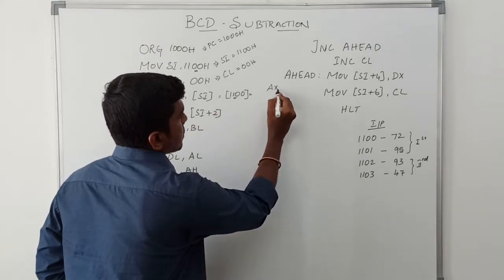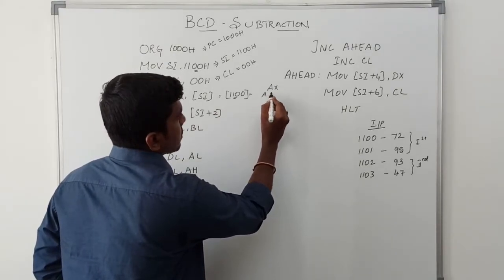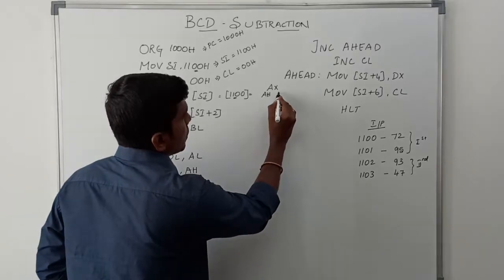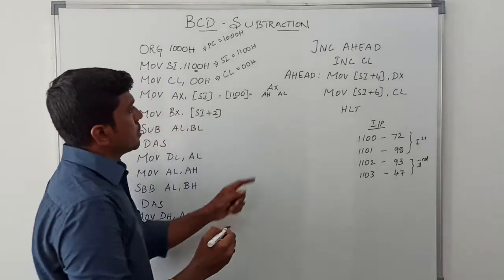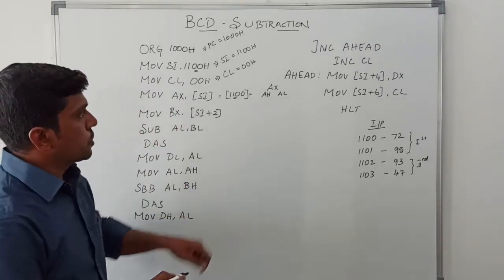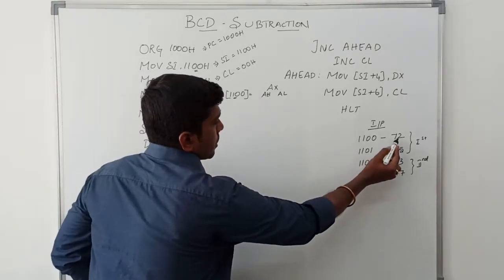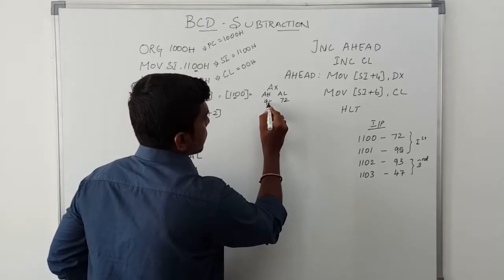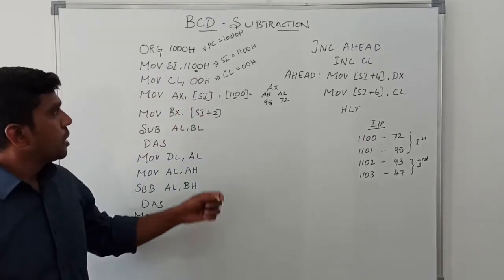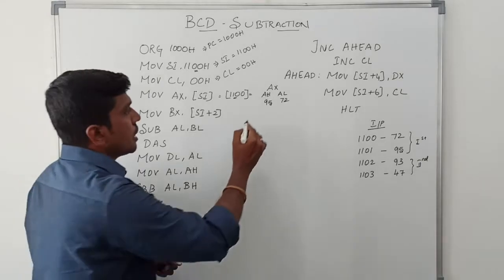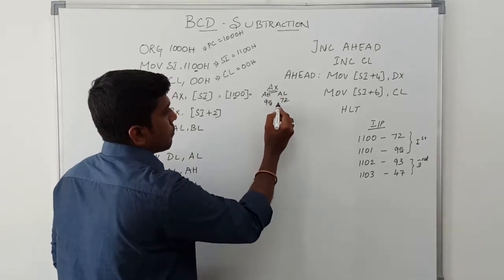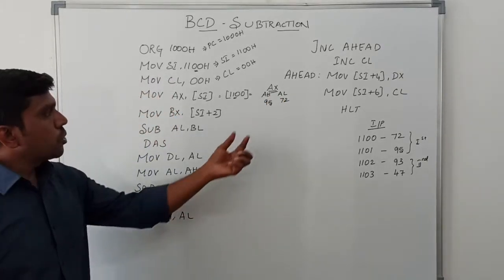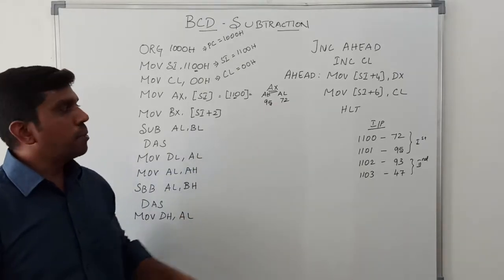AX is a 16-bit register. This 16-bit register is split into two 8-bit registers, AL and AH. Here 72 is transferred to AL, and 95 is transferred to AH. After execution of this instruction, the AX content is 95 and 72. So you get the first 16-bit value.